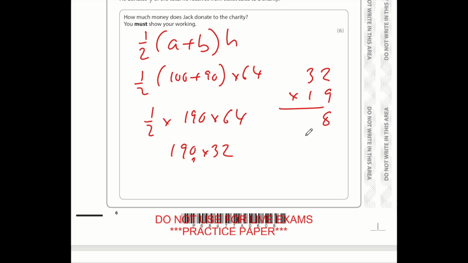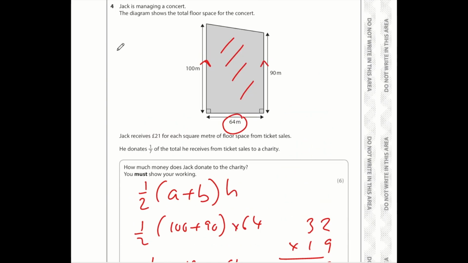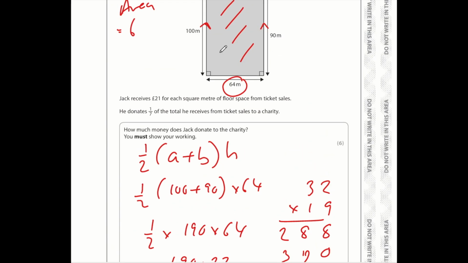2 9s are 18, carry 1. 3 9s are 27, plus 1 is 28. Put in a 0 because this is the 1 of 10. 1 times 2 is 2. 1 times 3 is 3. So 8, 10, carry the 1, 6. And then putting that 0 back in, so that is 6080. So this is the area of this trapezium. So the area is, I've already forgotten what the number was, 6080 square metres.